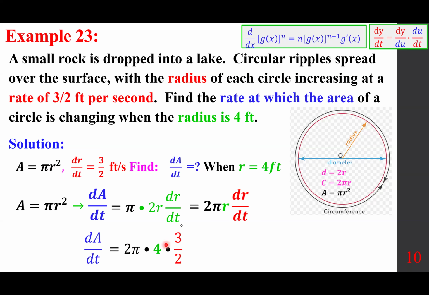These two cancel out. You get 12 pi square feet per second, and this is the rough estimate. Always, always have the exact answer and report it with the exact answer unless they ask you for an approximation.